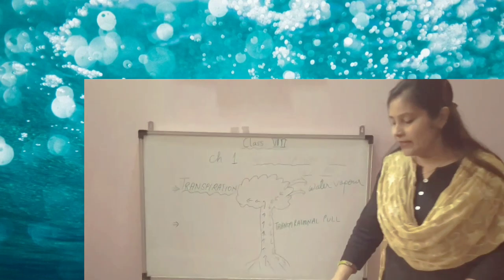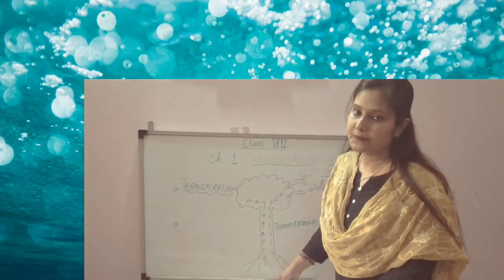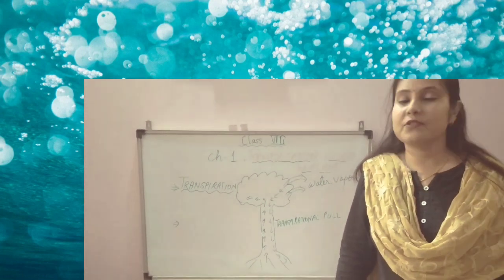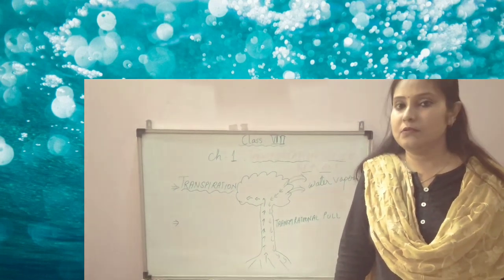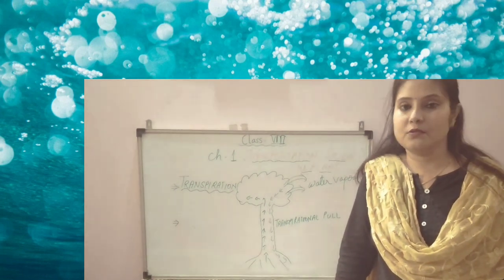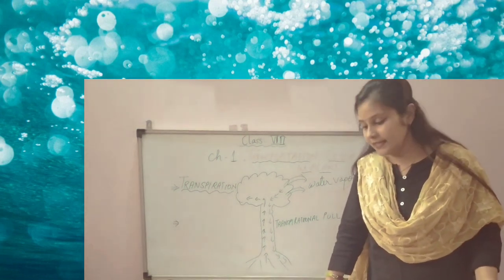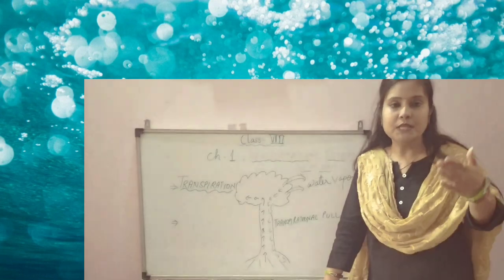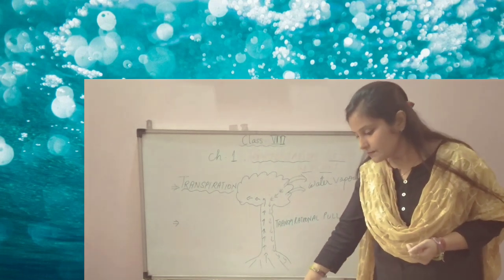Now the next topic is about factors influencing transpiration. That means a few factors are there that can influence this transpiration process. We can say they can decrease that process as well as increase it. So these factors are temperature, light, humidity, wind speed. So these are the factors that can influence transpiration.